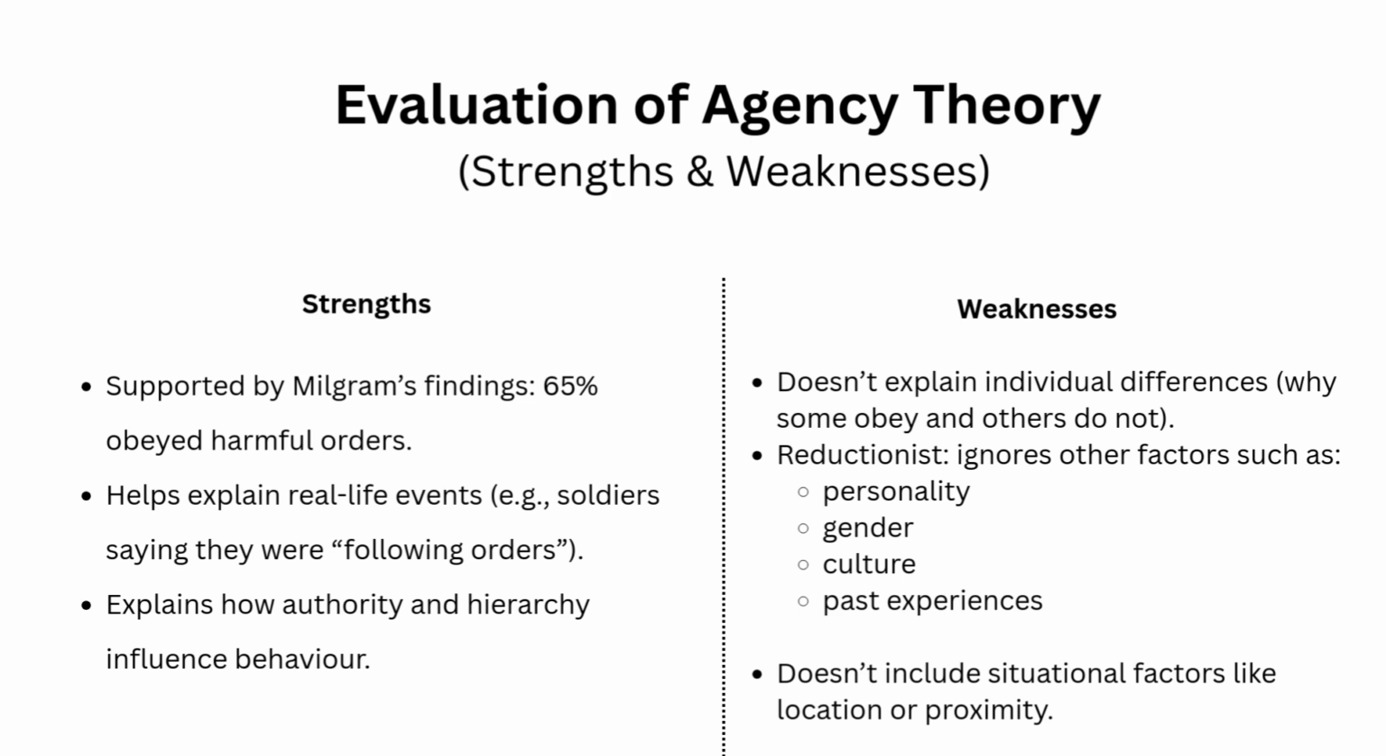Weaknesses. It doesn't explain individual differences, why there is a variation, like why some obey and some don't. It is reductionist. It ignores other factors such as personality, gender, culture, and past experiences. Lastly, it doesn't include situational factors like location.